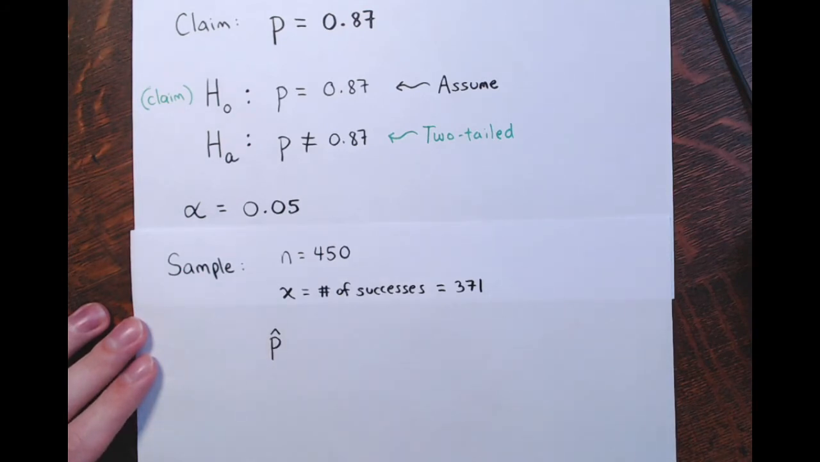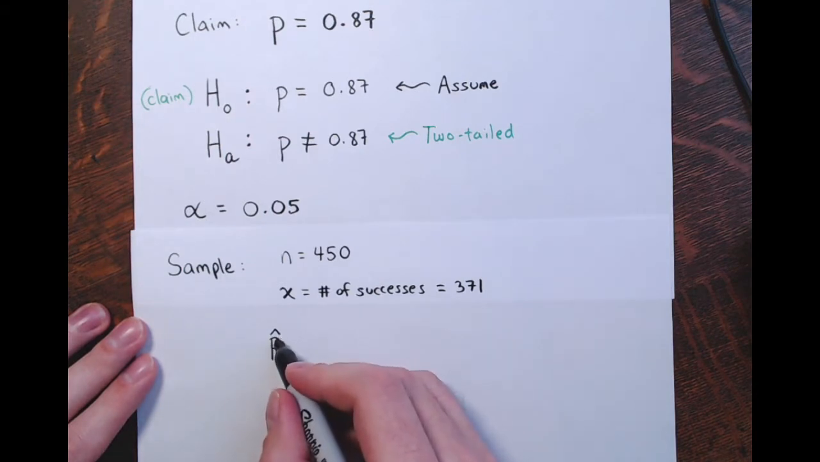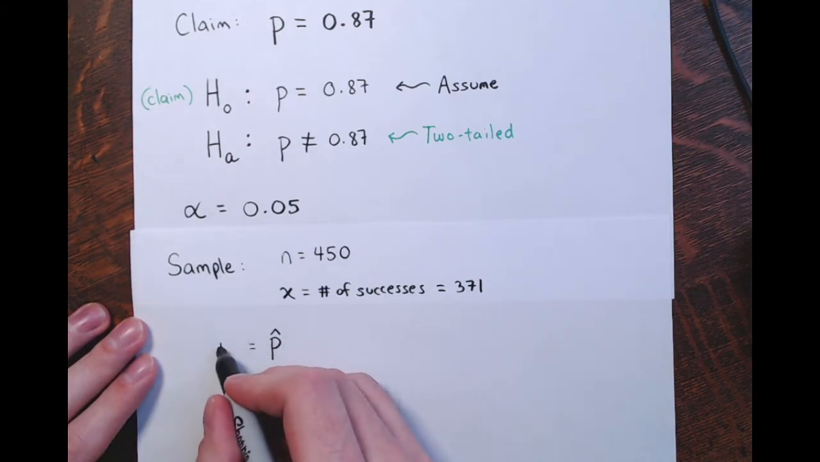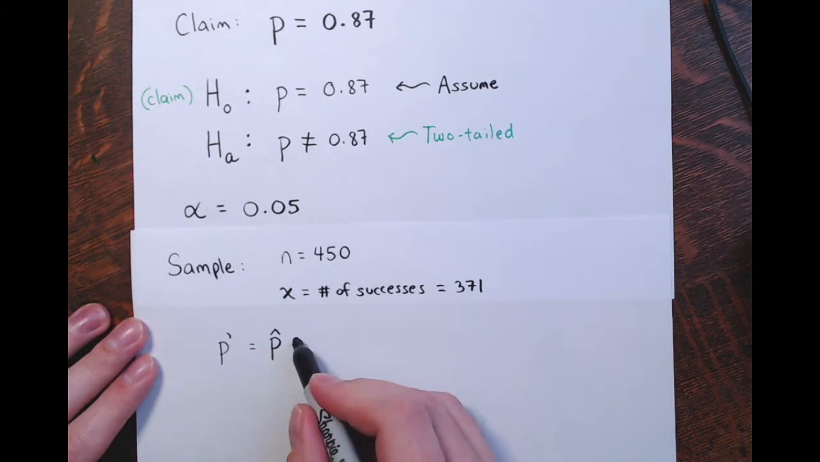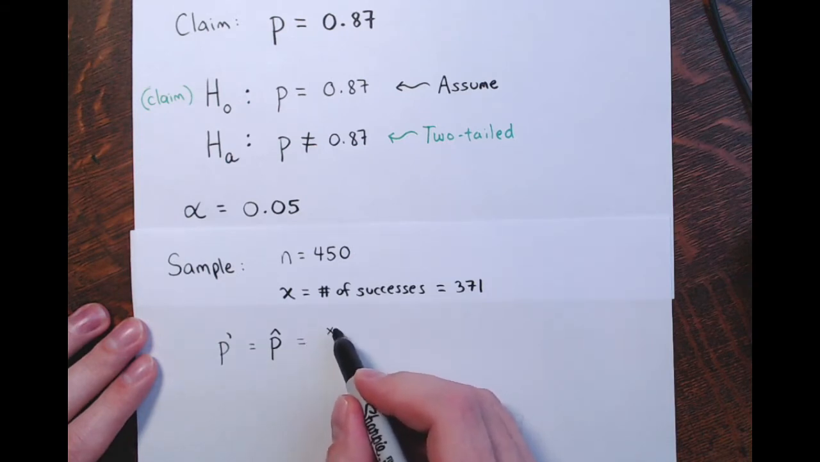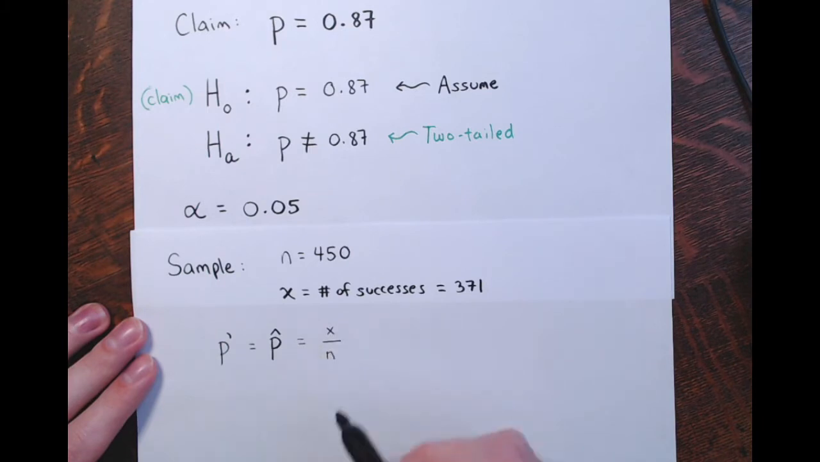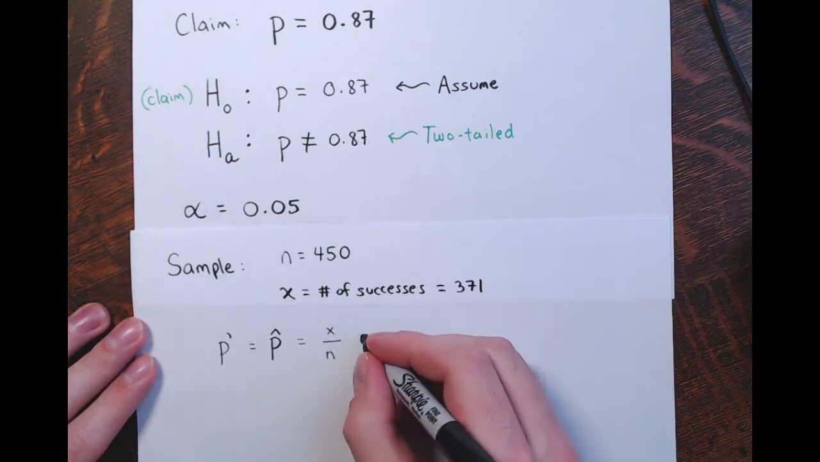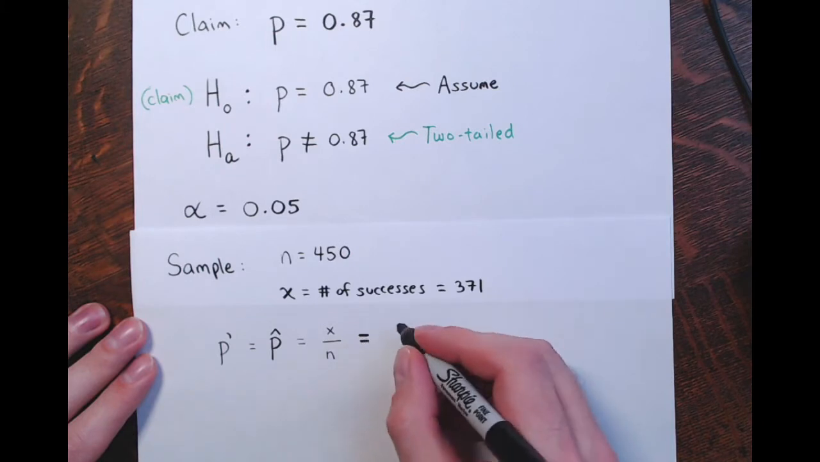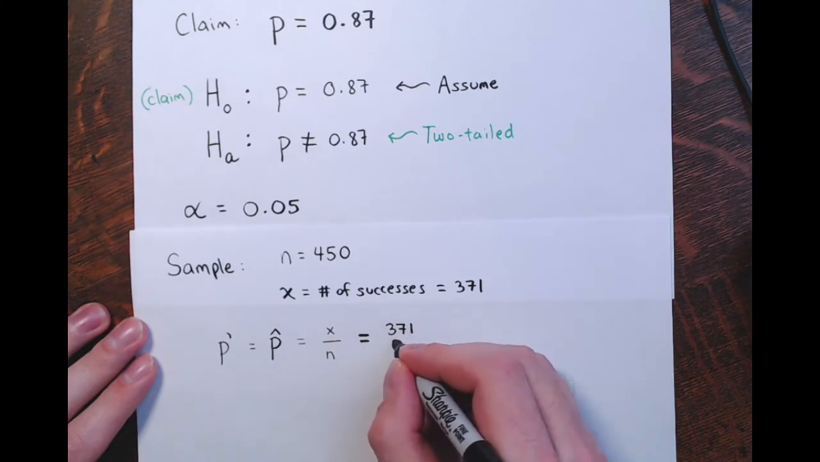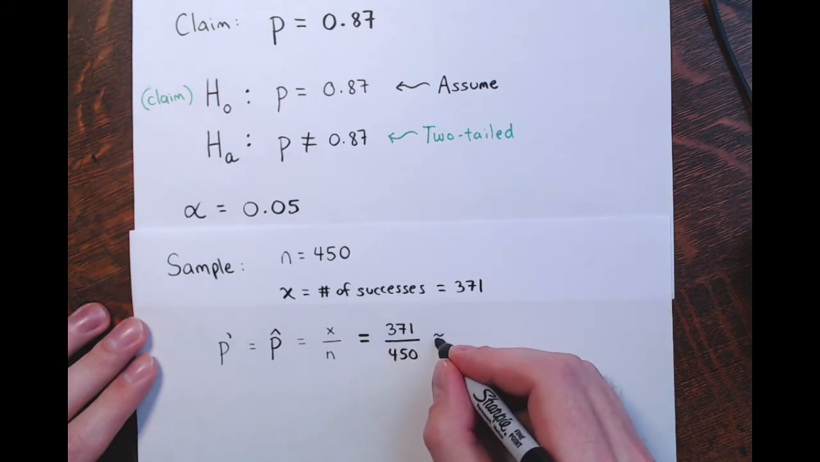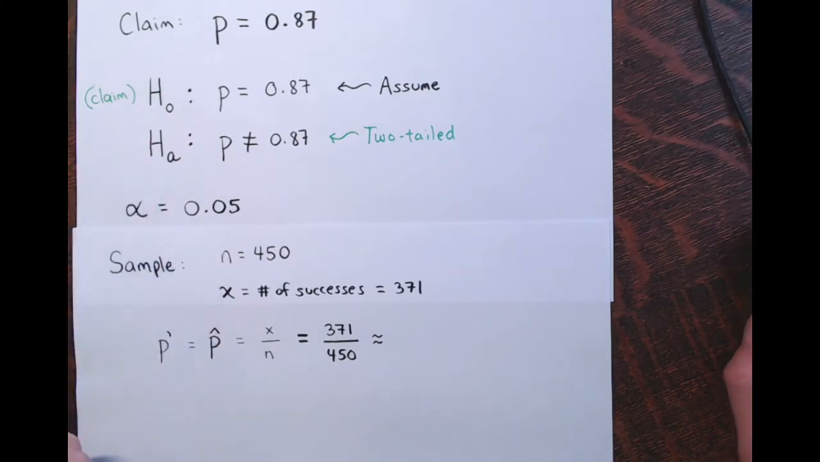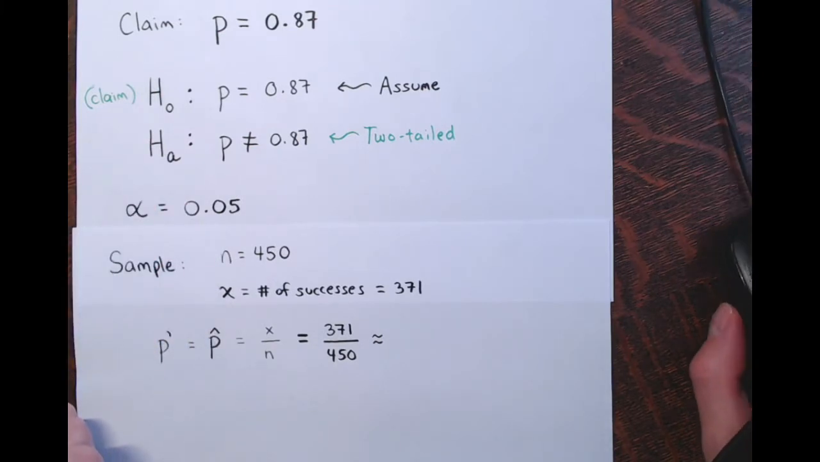From this we get our sample proportion, p hat, also denoted as p prime in some problems. This is the sample proportion: what proportion of the sample was a success? That's just x over n, the number of successes divided by the sample size. And they ask us in our calculation to round this to 3 decimal places. So what's 371 divided by 450, rounded to 3 decimal places? Let's do that here. I'll pull the calculator up.